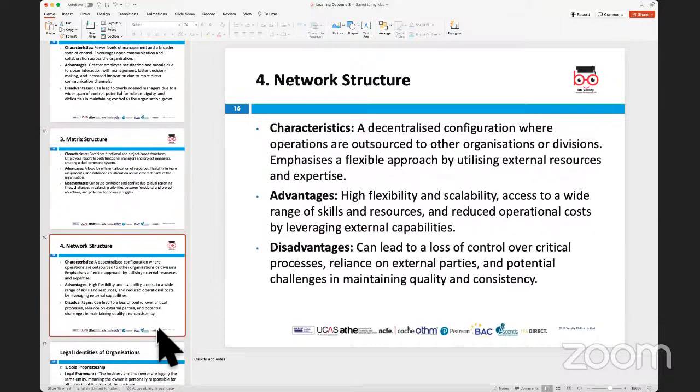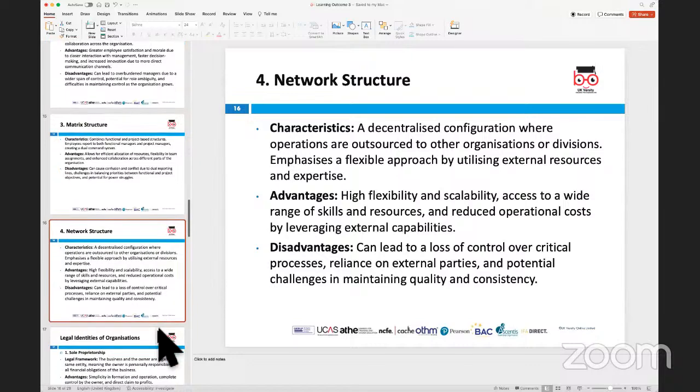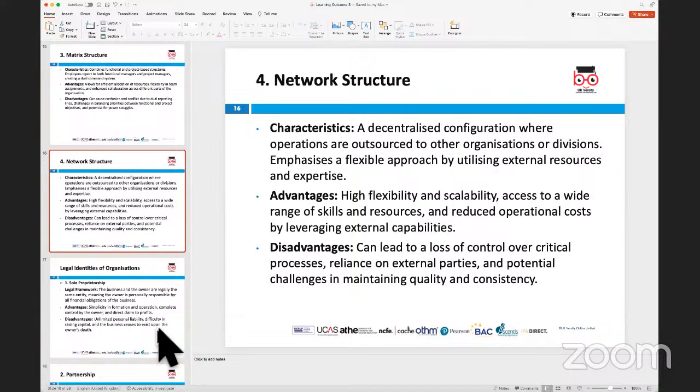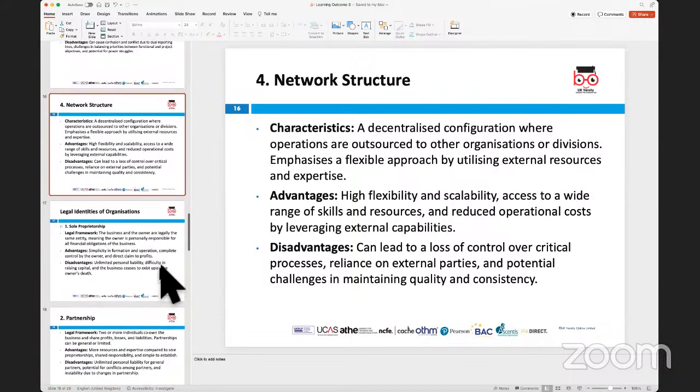When I talk about network structure, I talk about organizations like Amazon or Google, and why this structure is ideal for the organization. Again, you have to list down advantages and disadvantages, and that would allow you to cover this particular task.